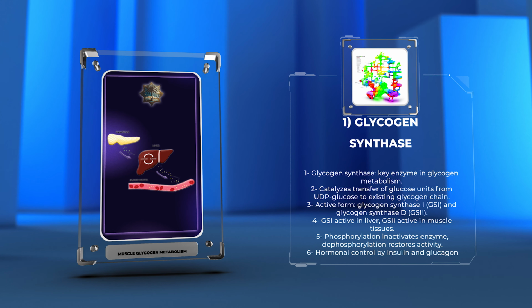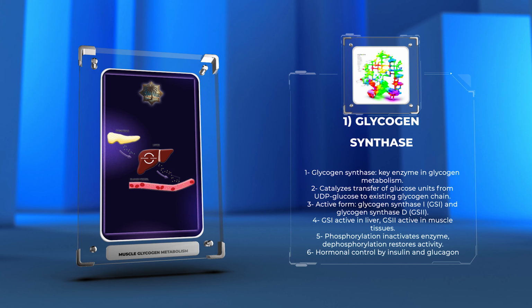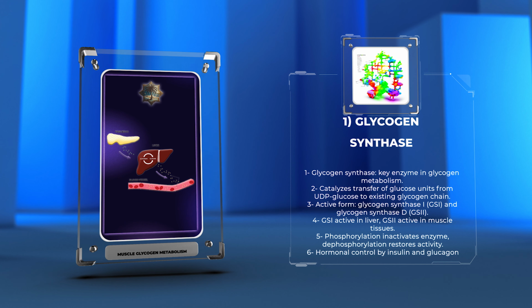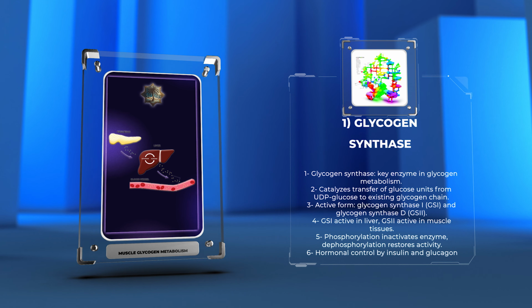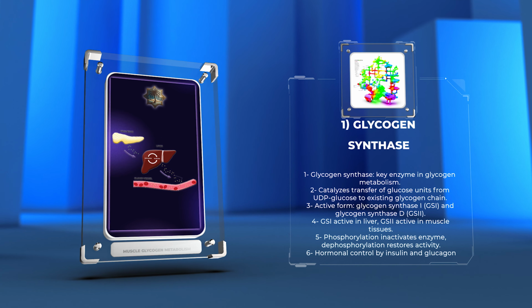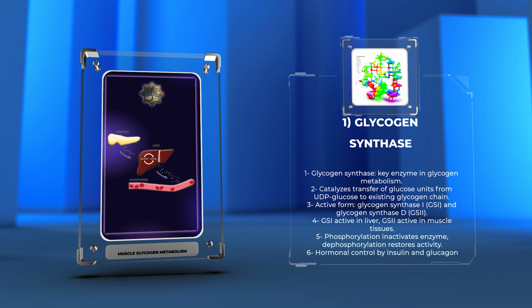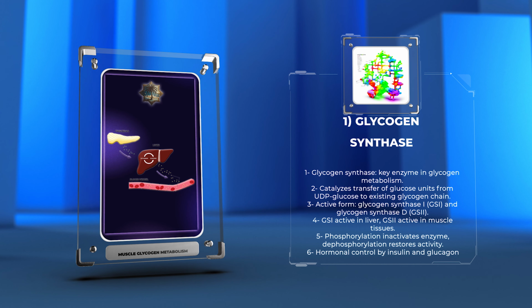Phosphorylation is a crucial regulatory mechanism for glycogen synthase. Phosphorylation by protein kinase A, PKA, and glycogen synthase kinase 3, GSK3, inactivates the enzyme, whereas dephosphorylation by protein phosphatase 1, PP1, restores its activity.